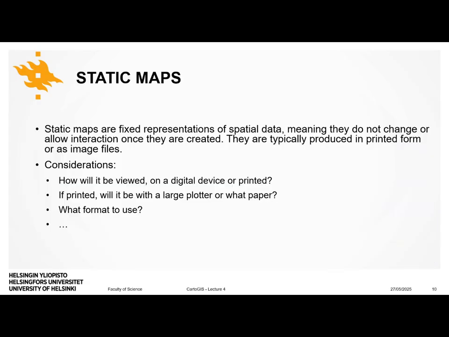But the static maps are fixed representations of spatial data, meaning they do not change or allow interaction once they are created. They used to be produced mainly in printed form, but nowadays we also have image files that are static. So these are the most common types of maps we have made, and they are very familiar. There are a few considerations. One important thing about static maps, which makes creating them a more sensitive task, is that it is static. Once you make the map, you cannot change it. The viewer cannot do anything about it.